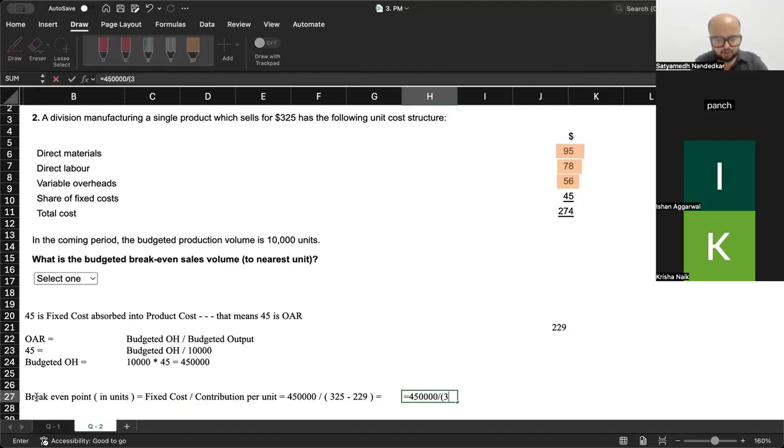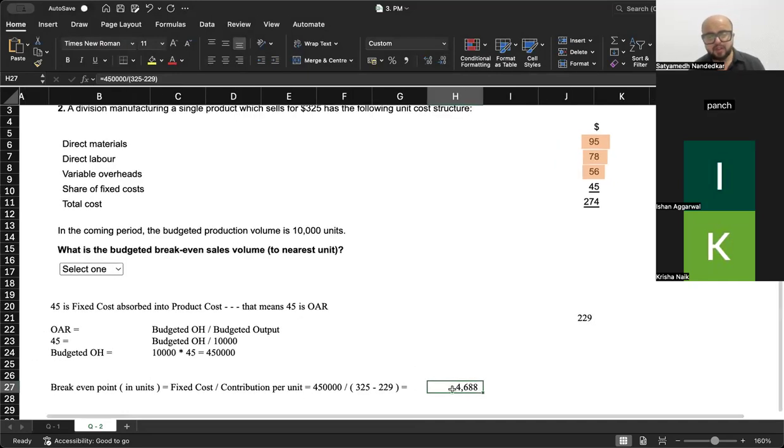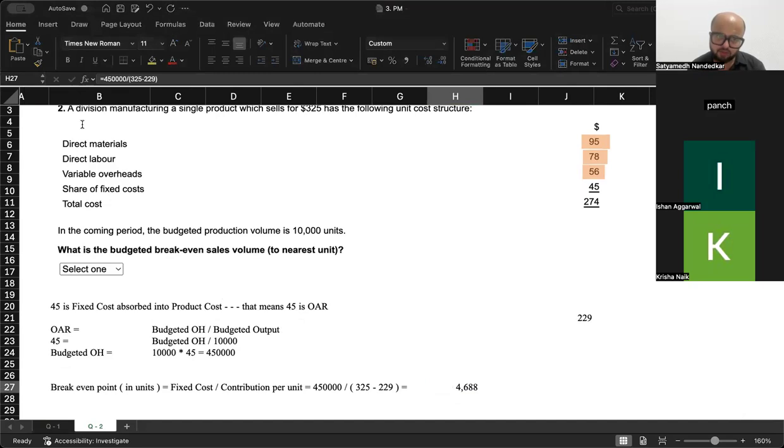4,50,000 upon 325 minus 229. How much is that? 4687.5. So what will the answer be? 4688. They have asked you to the nearest unit, right? So nearest unit is 4688. Here, the only challenge that could have been thrown at you is how do you calculate the budgeted overheads?